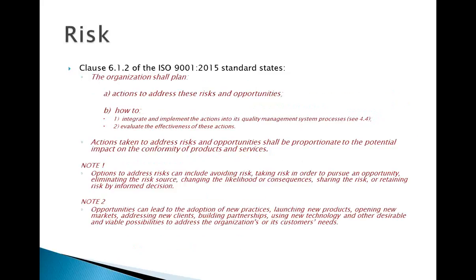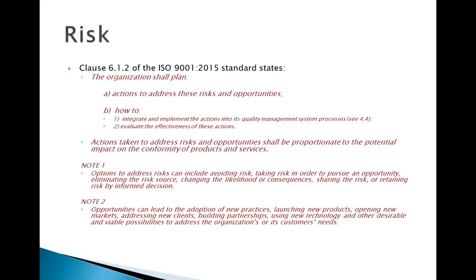Now, subclause 2 under 6.1 reads as follows. You need to plan the actions to address those risks and opportunities. And then you need to also figure out how to integrate and implement those actions. Again, this is key, into the quality management system processes. So again, they're not saying have a risk management process. They're saying integrate risk-based thinking into your existing processes, and then evaluate the effectiveness of what you're doing.